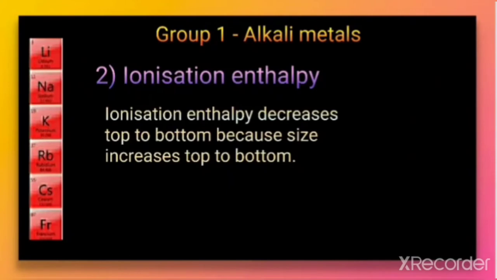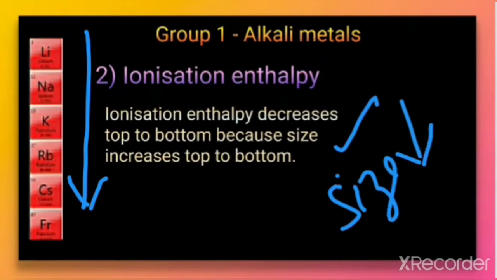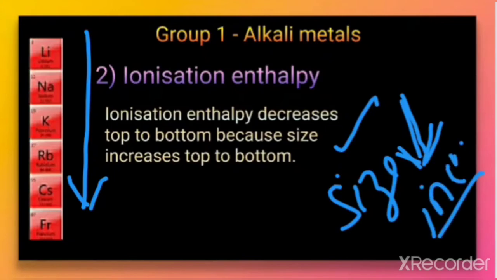The ionization enthalpy of alkali metals is considerably low and decreases down the group, that is from lithium to cesium. Ionization enthalpy for these decreases from top to bottom. Why does it decrease? Because the size is increasing from top to bottom. Size is increasing, so we can say that the ionization enthalpy decreases.